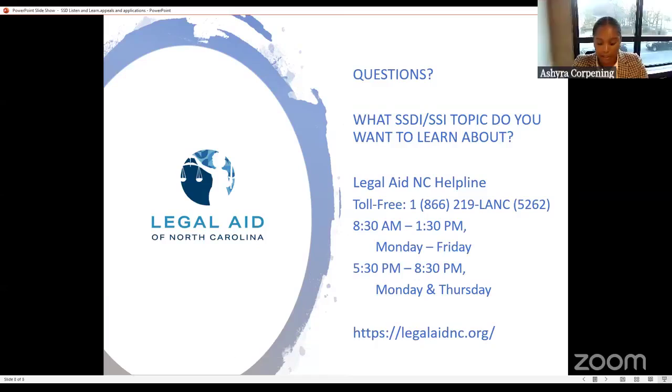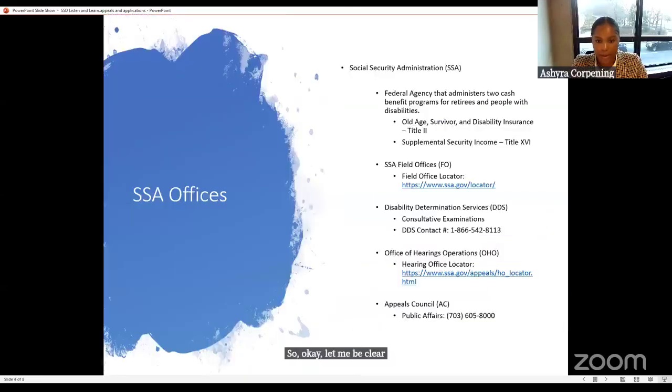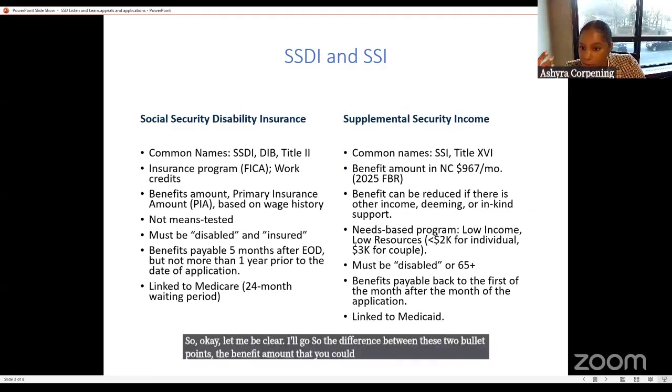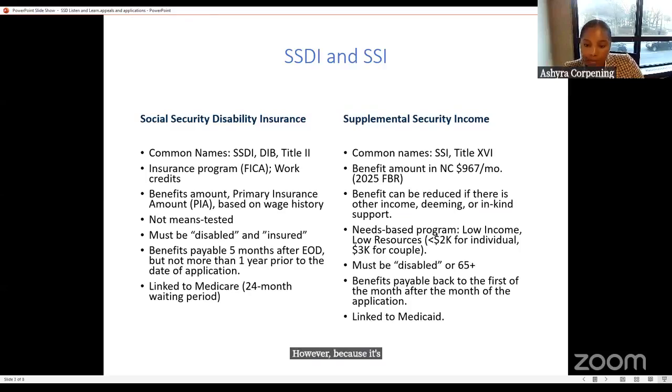So, okay, let me be clear. I'll go back here. So the difference between these two bullet points, the maximum benefit amount that you could receive per month is $967 for 2025. However, because it's a means tested program, that means you can only have so many resources.